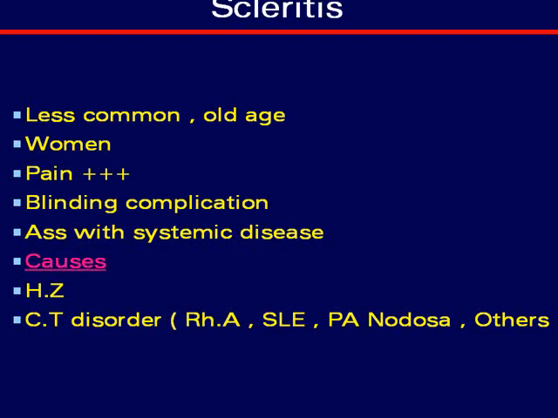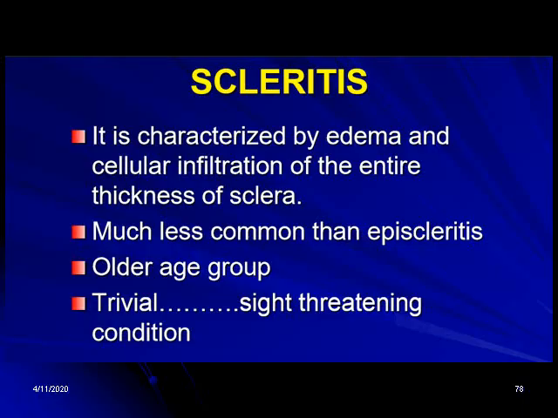If your patient has connective tissue disease like rheumatoid arthritis, polyarteritis nodosa, SLE, all these cases may present as scleritis. So, as I said, scleritis is less common than episcleritis, but it is more serious because the complications of scleritis may end up with melting of the sclera, staphyloma, and even perforation.